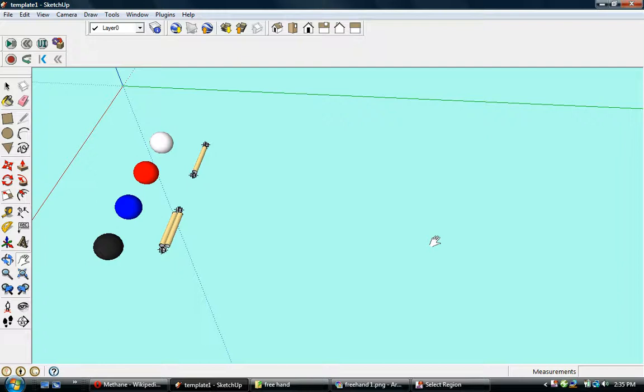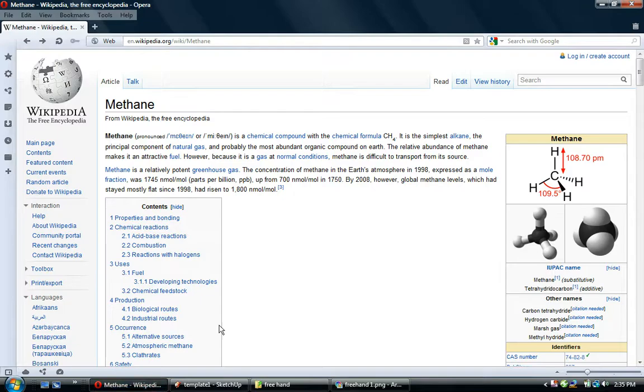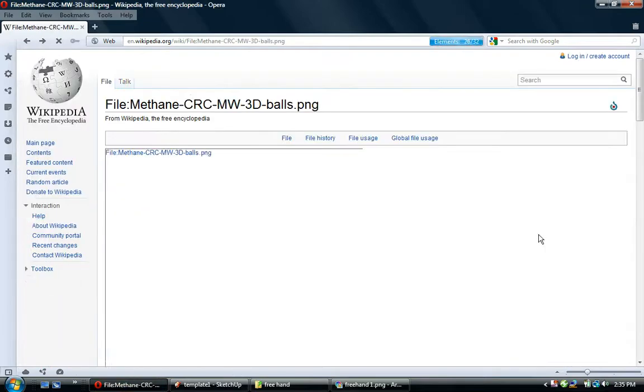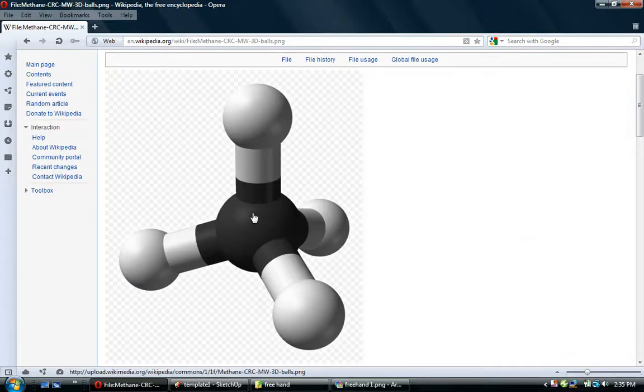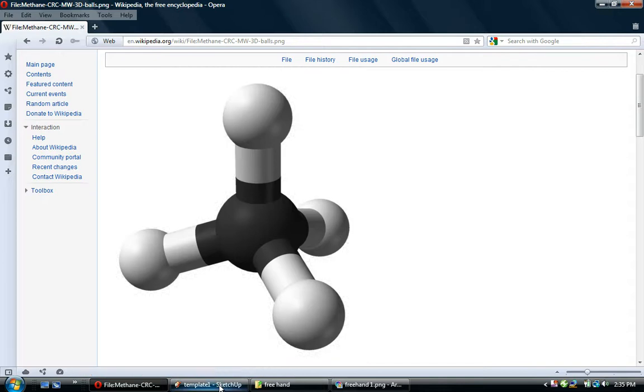In this video, I'll show how to make a model of the methane molecule in Sketchup. First, let's go to Wikipedia and see what they're showing. The methane molecule has a central carbon atom surrounded by 4 hydrogen atoms.